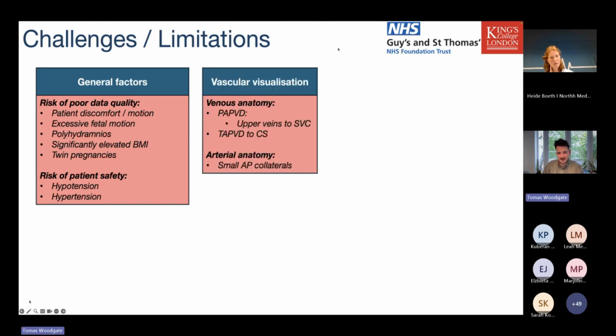Some limitations which are more related to our imaging. So with the venous anatomy, I think even though we can often pick up PAPVD, it can be quite tricky in some cases. So if you've got PAPVD of the left upper pulmonary vein to the innominate vein, that can be very nicely shown.